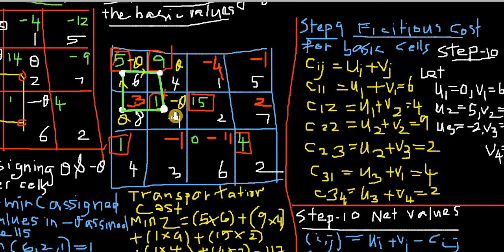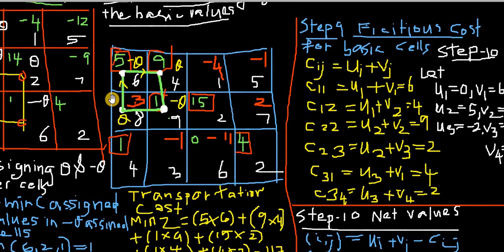Here plus 1. Here minus 1. Like that we have to assign theta values. Here 1. Here minus 1. Here plus 1. Here minus 1. Like that. After assigning theta, we have to rearrange them.